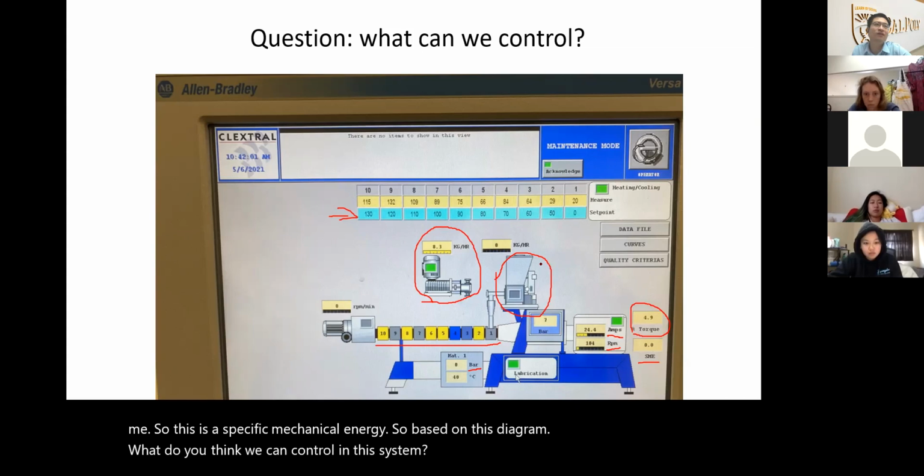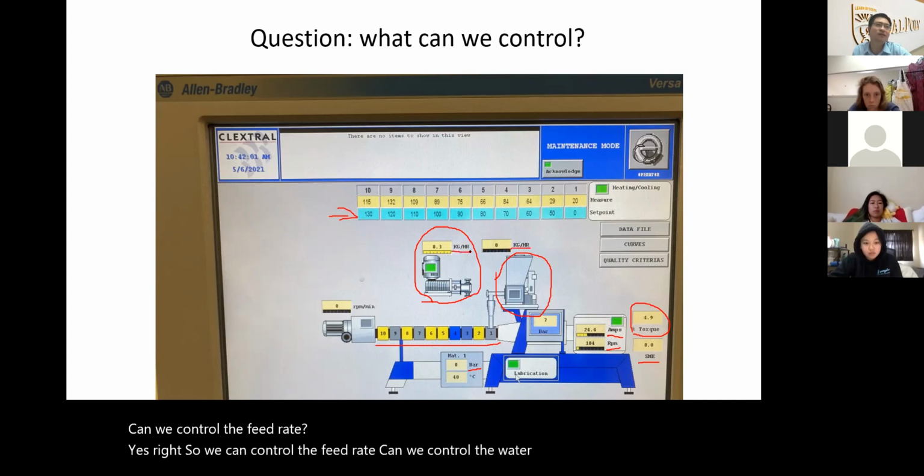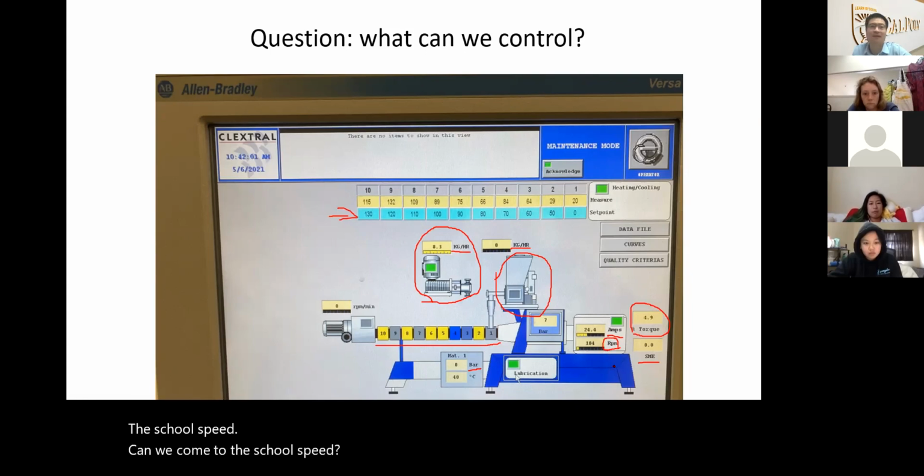Can we control the feed rate? Yes, right? So we can control the feed rate. Can we control the water feed rate? We can, right? How about the screw speed? Can we control the screw speed? Yes, right? Then can we control the pressure? Is pressure something we can control?